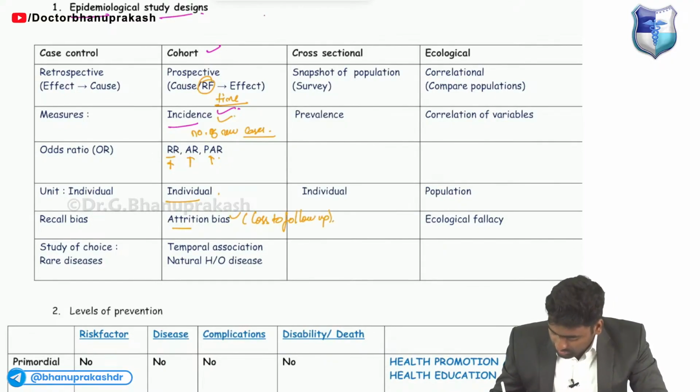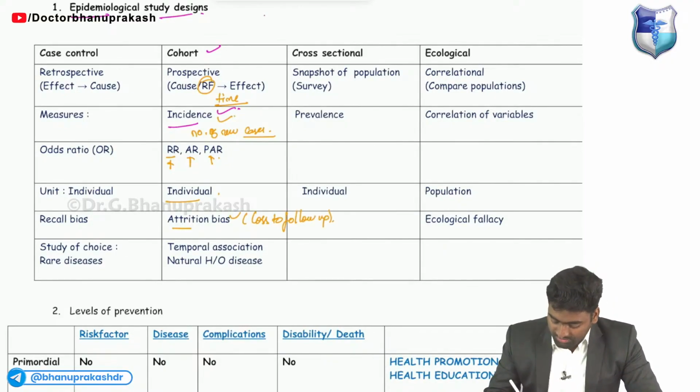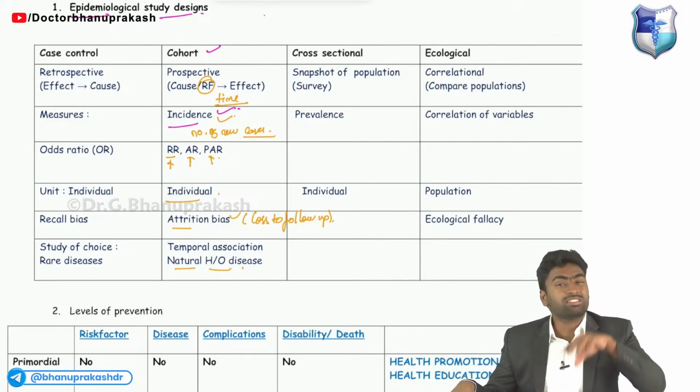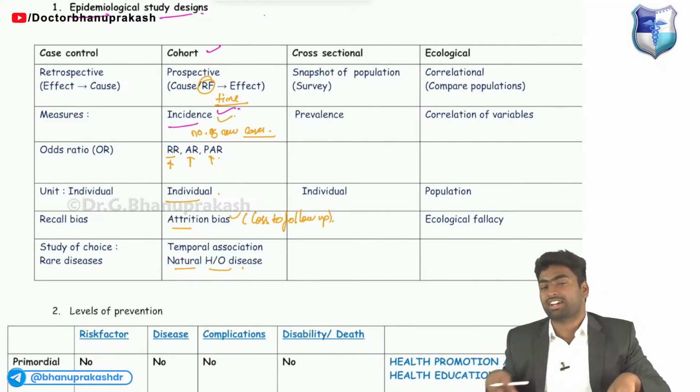Okay, and here we can tell about the natural history of disease, and also we can tell the association between the risk factor and the disease.